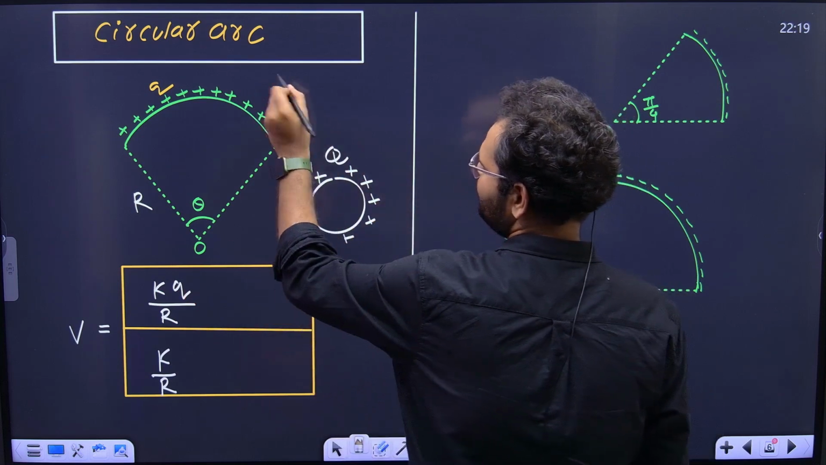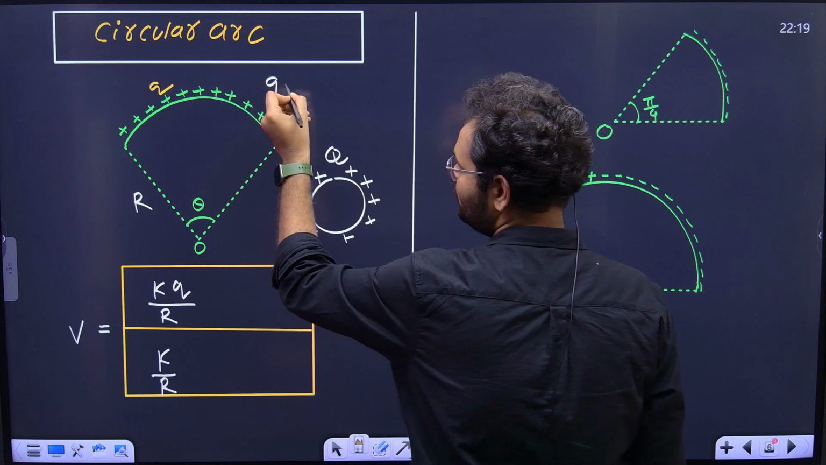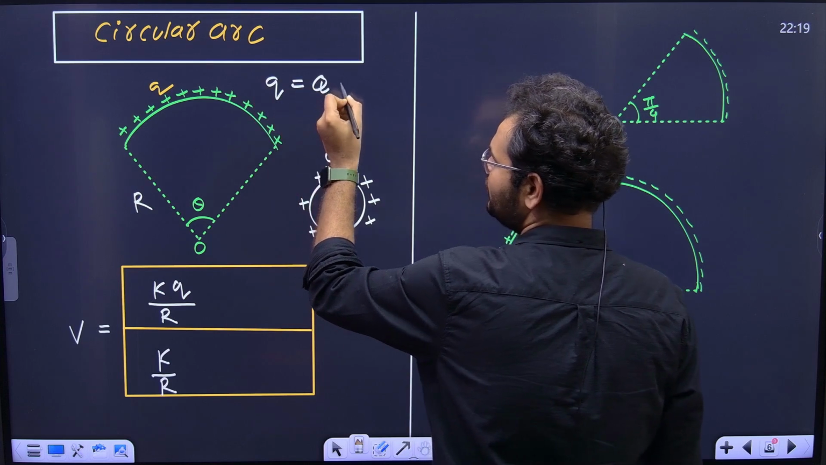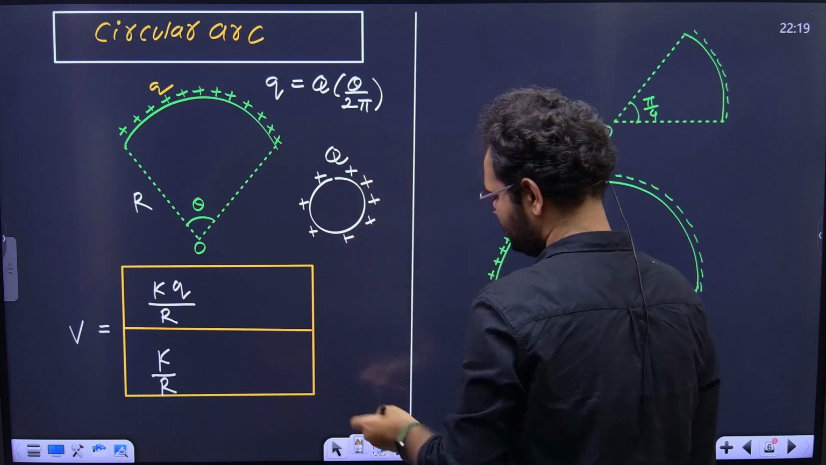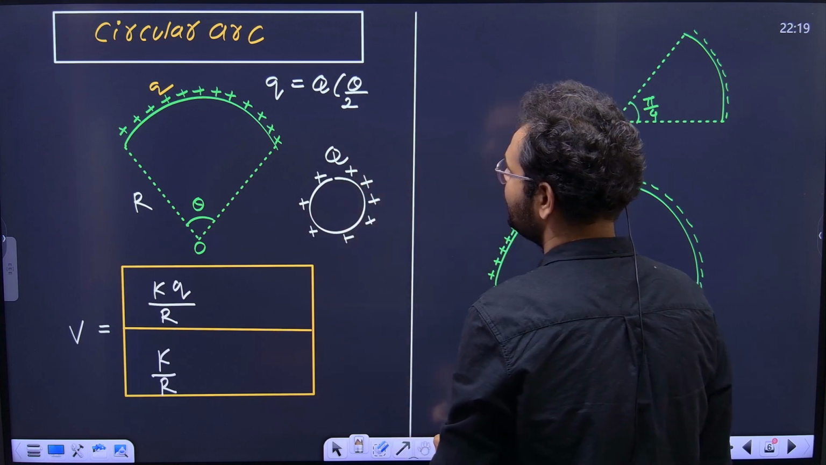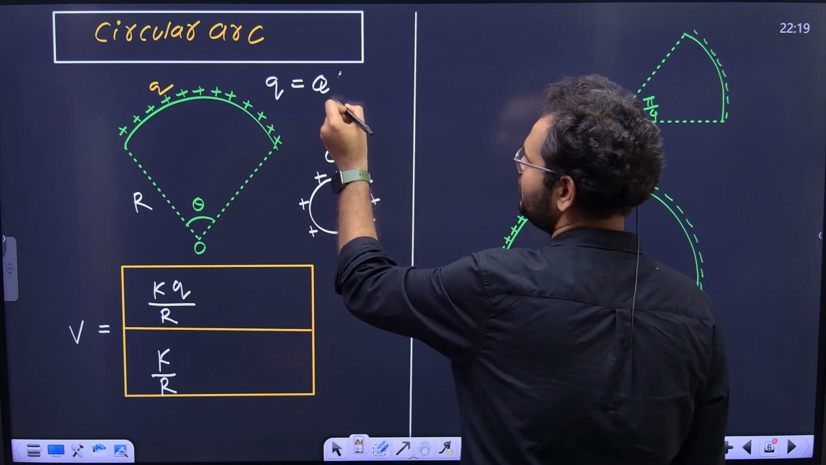See, I'm writing one thing by the unitary method. Small q is equal to capital Q theta upon 2 pi. Are you getting this relation or no? Yes or no? Tell me. Yes sir, we are getting, or no sir, we are not getting.